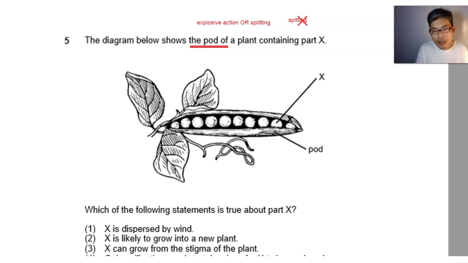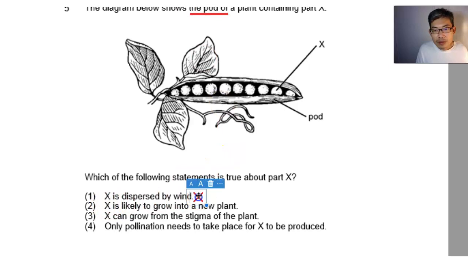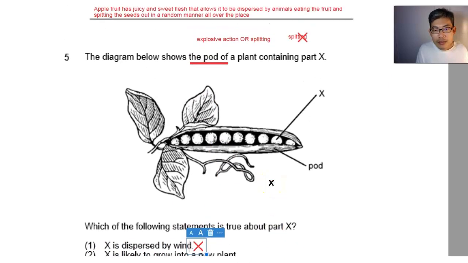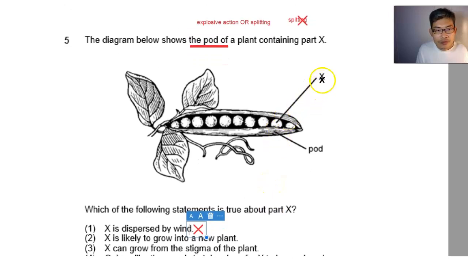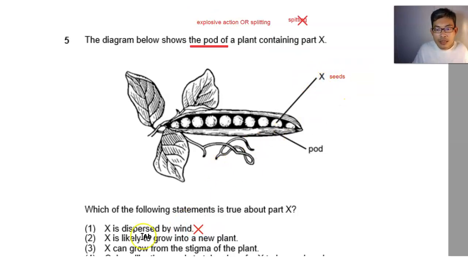inside a pod. So dispersed by wind, wrong. Okay, so I know it's not by wind. So let's see. X refers to the seeds, right? So this will be the seeds. So let's identify the parts. So seeds grow into a new plant. That is possible, definitely, right? New plants grow from seeds.